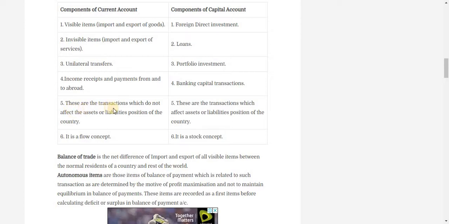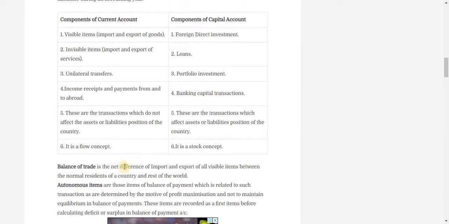5. Current account transactions do not affect the assets or liabilities position of the country. Capital account transactions affect the assets or liability position of the country. 6. Current account is a flow concept. Capital account is a stock concept.